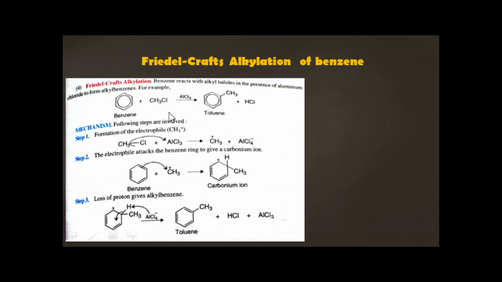From this alkyl halide only, the electrophile is to be generated in the presence of the catalyst aluminium chloride. So here the product obtained is toluene. Depending upon the attacking reagent, the substituted product may vary. If you take alkyl halide, that is methyl chloride, the substituted product obtained here is toluene.